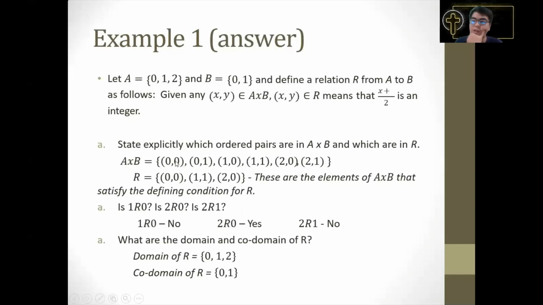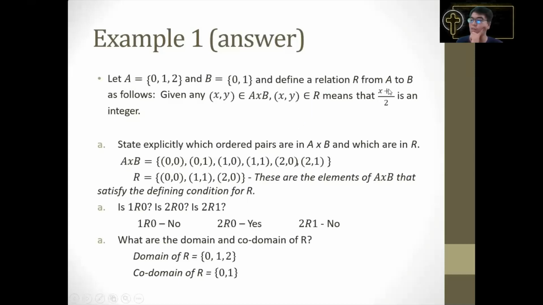Now, is 0, 0 part of R? 0 plus 0 over 2 is an integer. So we could say that 0, 0 belongs in R. How about 0, 1? Well, 0 plus 1 is 1. 1 over 2 is not an integer. So 0, 1 is not present here in R. Same with 1, 0. However, 1, 1: 1 plus 1 over 2 is 2 over 2, which is 1. Which means that 1, 1 is part of R.